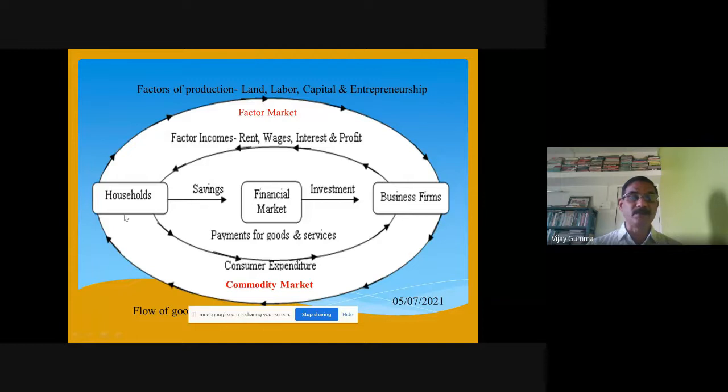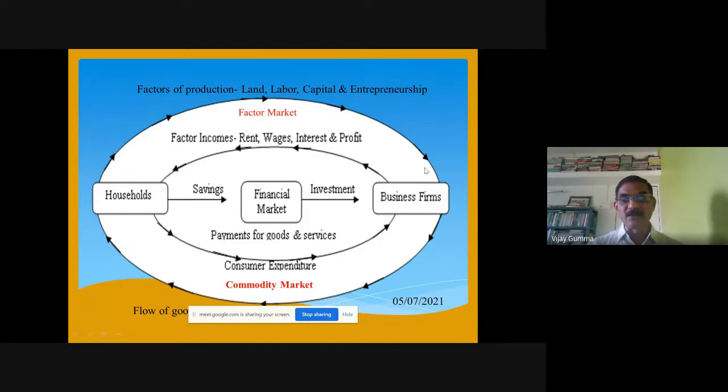The household sector sells the services of land, labor, capital, and entrepreneurship to the business firm sector through the factor market and receives income from the business firm sector in the form of rent, wages, interest, and profit through the factor market. The factor market plays an important role in determining the prices of different factors of production.